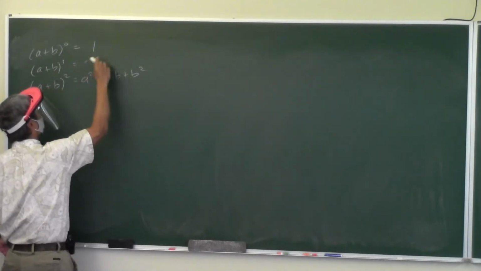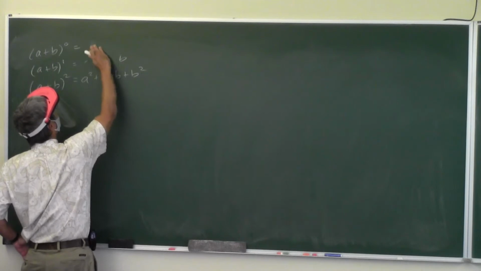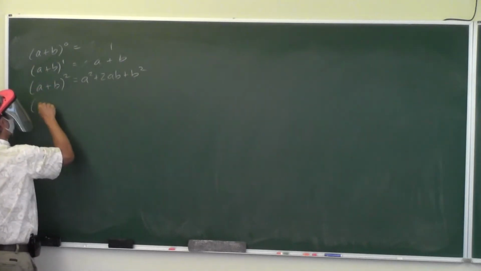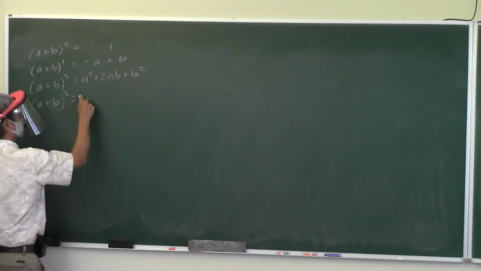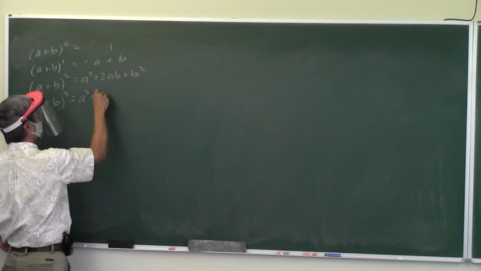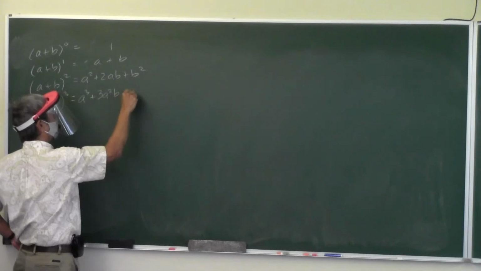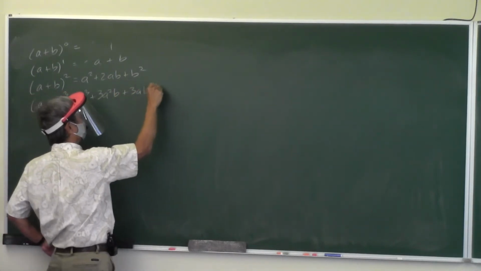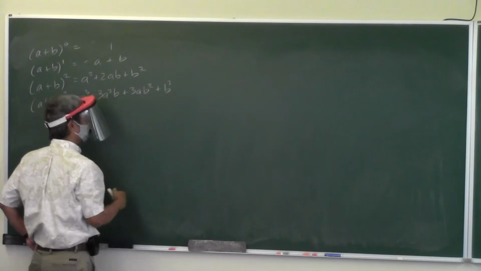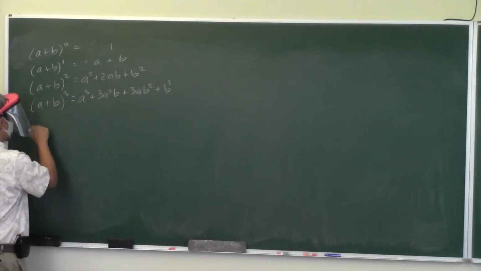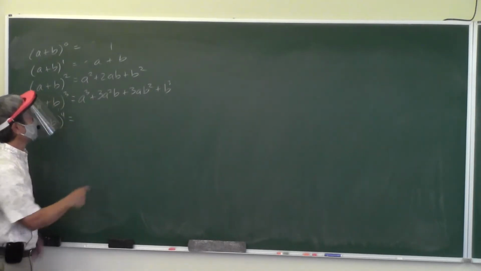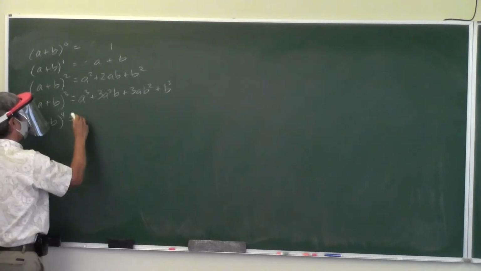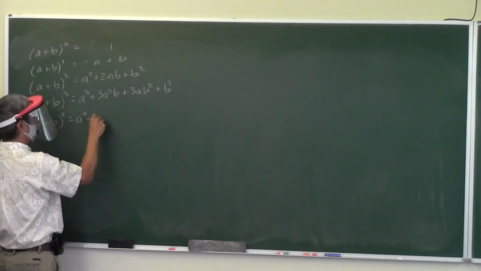Okay, you know what? I'm going to write it like this so you can see it better. What is a plus b cubed? When you come out of Algebra 2, you better know this one. A cubed plus 2... And then what about a plus b to the 4? Come on, there's a pattern here, people. A to the 4 plus.